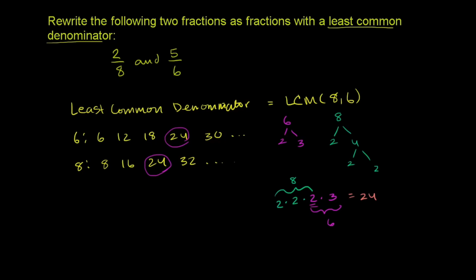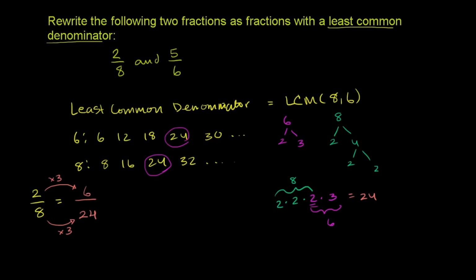So what we want to do is rewrite each of these fractions with 24 as the denominator. So I'll start with 2 over 8. And I want to write that as something over 24. Well, to get the denominator to be 24, we have to multiply it by 3. 8 times 3 is 24. And so if we don't want to change the value of the fraction, we have to multiply the numerator and the denominator by the same thing. So let's multiply the numerator by 3 as well. 2 times 3 is 6. So 2 eighths is the exact same thing as 6 24ths.